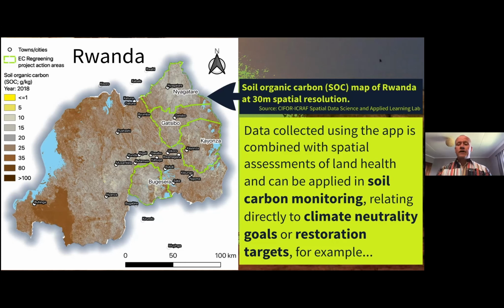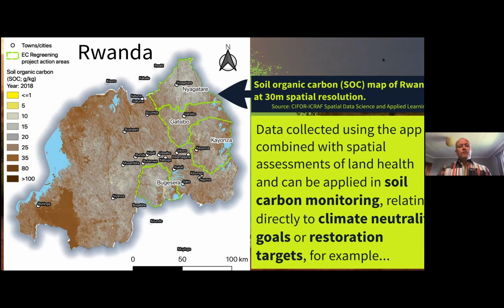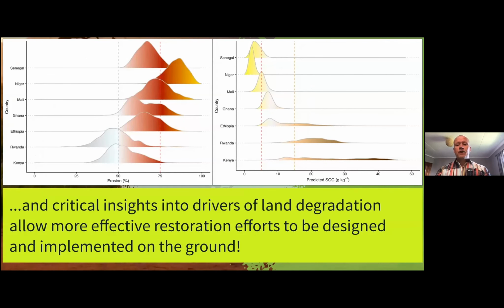And with this data, by combining the spatial assessments and the maps that you see an example of here, we can apply this information, for example, for soil carbon monitoring, and also in climate neutrality goals, and for setting restoration targets, and not least, of course, for tracking restoration performance over time. Also, we gain critical insights into drivers of land degradation that allow us to more effectively target and design the restoration options that we implement on the ground.